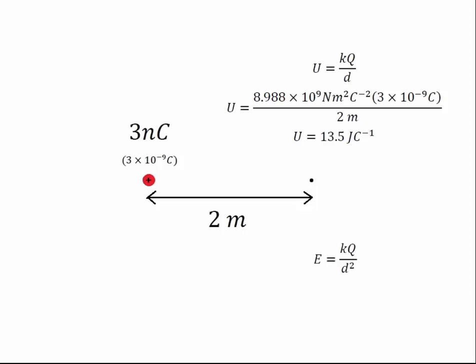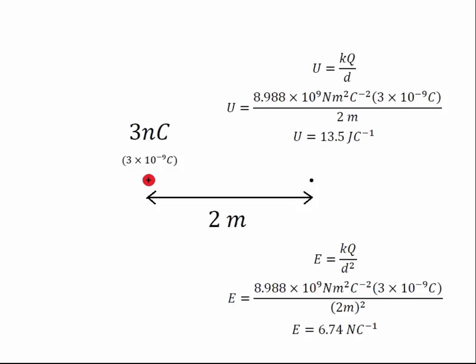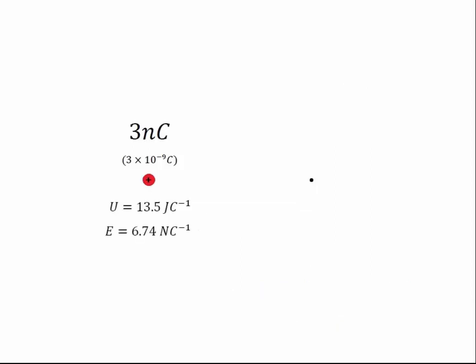What about the electric field? Well, here's the equation for electric field. Put in the numbers, and you get 6.74 newtons per coulomb. So this is units of force per charge, right? If I had that coulomb of charge at that point, the force due to the 3 nanocoulombs of charge would be 6.74 newtons, and 2 coulombs would feel twice that force. Okay, so this is force per charge. So let's put those numbers by that charge to show that for that point, these are the potential and the electric field at that point.